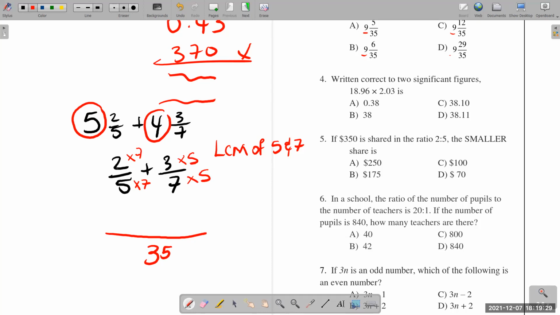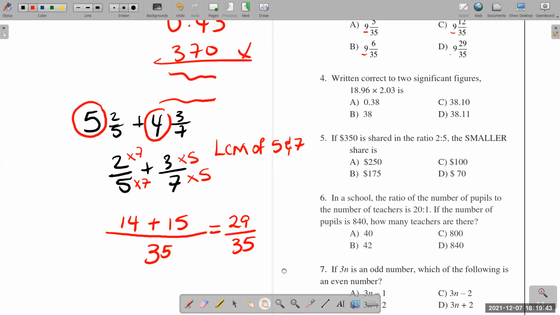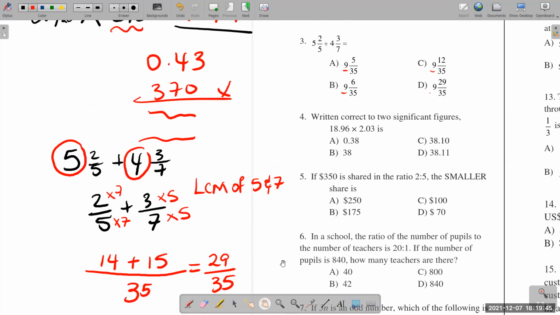So let's multiply now. 2 times 7 is 14 plus 3 times 5, 15. So 14 plus 15 is 29 over 35. So what's the answer? The answer is D. Everybody sit down? So this is quick revision. We did this already.